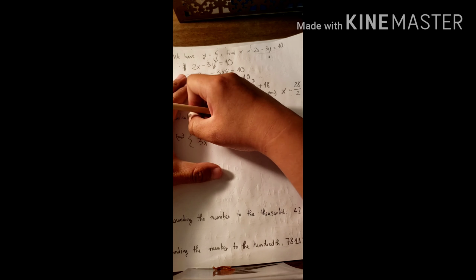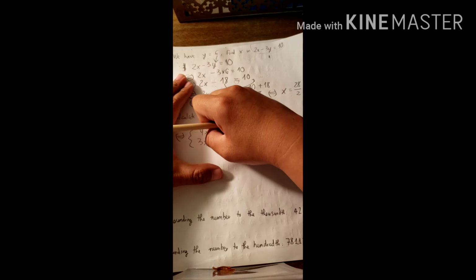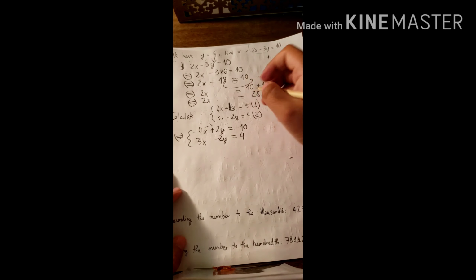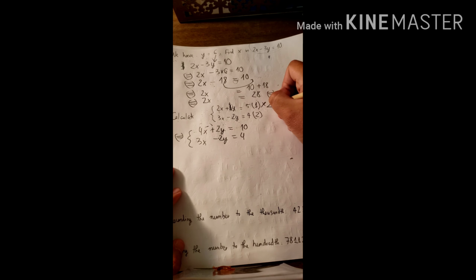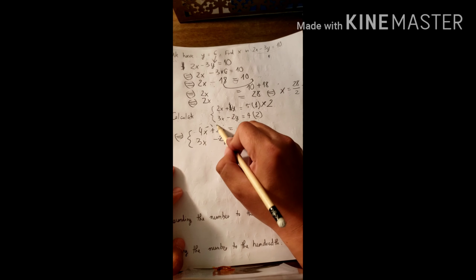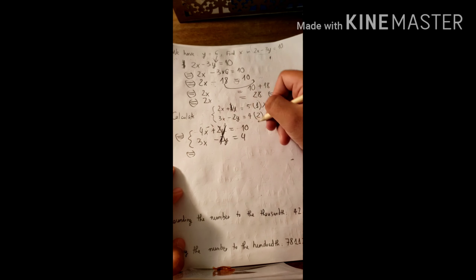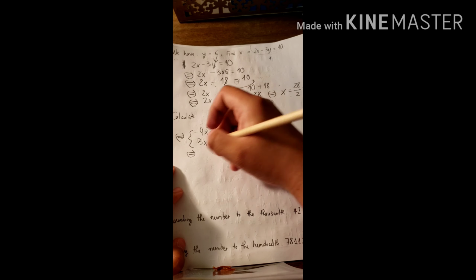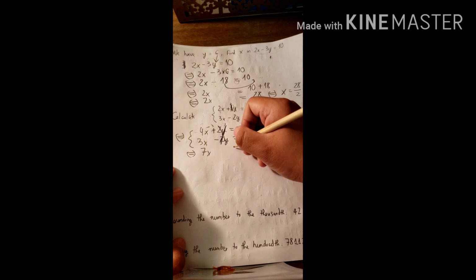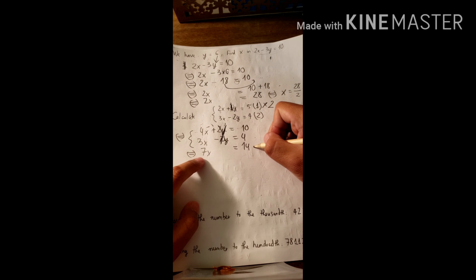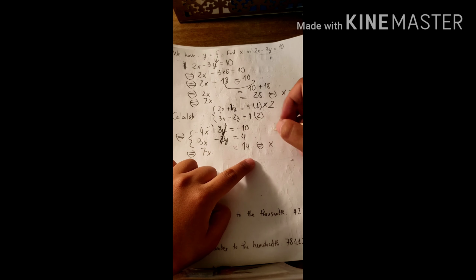Sorry, we need to multiply by 2 only. After we multiply the first equation by 2, we can eliminate the y in here. So we sum the 2 equations together, and we get 7s equals 14. After we sum them, we can find s by dividing both sides by 7. We get s equals 2.